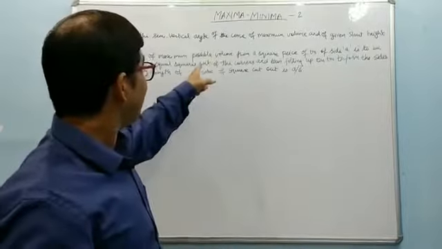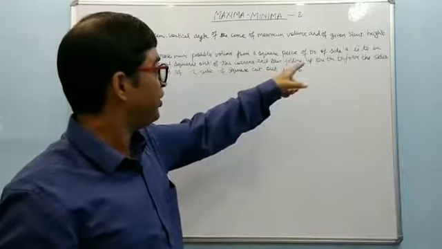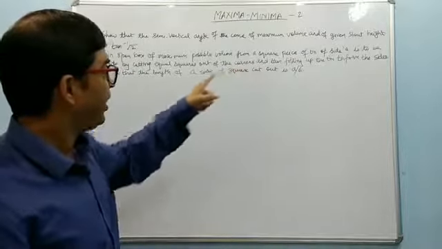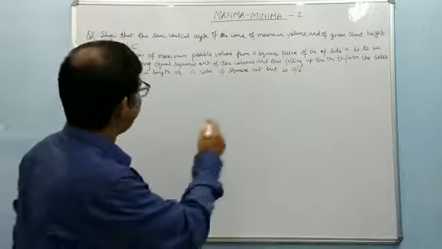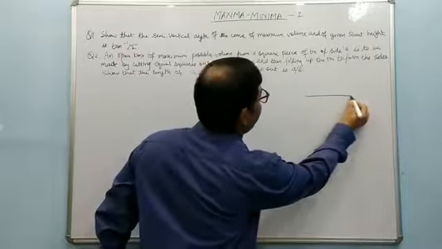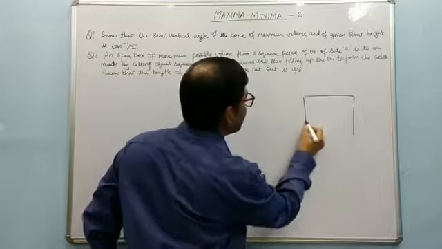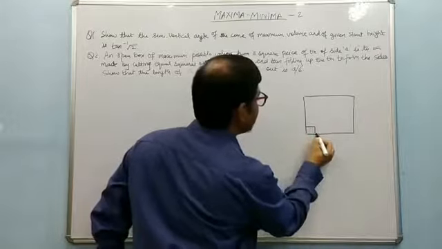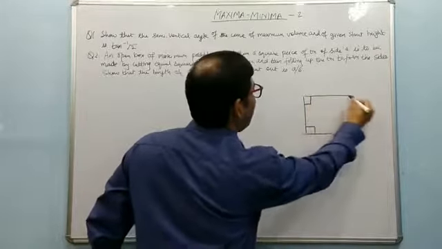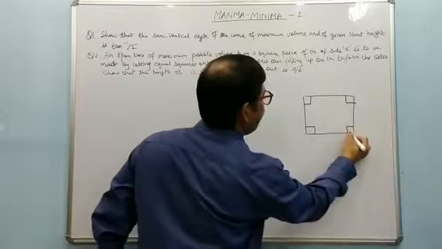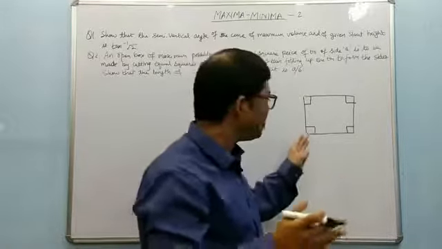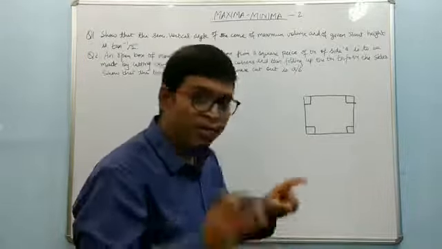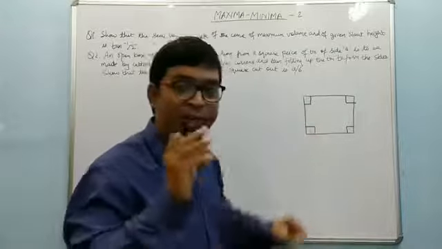An open box of maximal possible volume from a square piece of tin of side A is to be made by cutting equal squares out of the corners and folding them to form the box. Okay, what is the geometrical interpretation of the thing? A square sheet is there. We are cutting square portions from all four corners, removing the cut portions and folding up the flaps, we will get an open box. We are concerned with the volume of that open box.